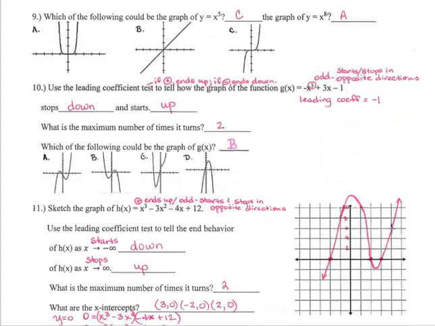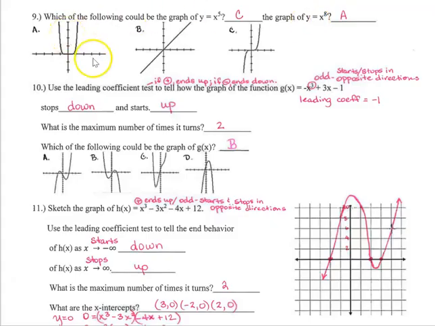All right, then for number 9, they asked which of the following could be the graph of x to the 5th and x to the 8th. So remember we said that if it's a power function, that it's just x raised to a power, that if this is an odd number, it's going to have this shape. And if this is an even number, it's going to have this shape. So if this was 5, 7, 9, 25, 55, doesn't make any difference, it's going to look like this. And if this was 8 or 28 or 108, as long as it's even, it's going to look like this.